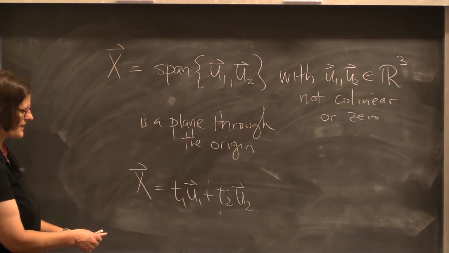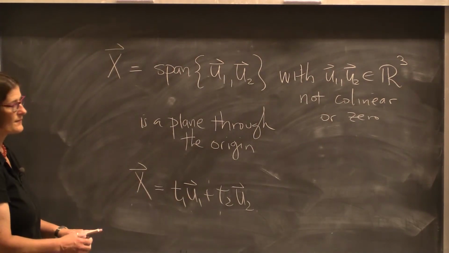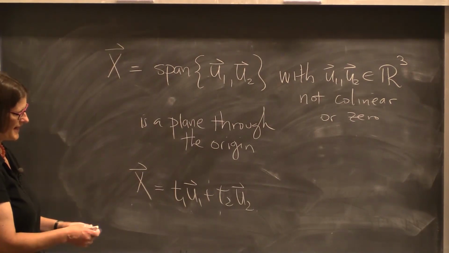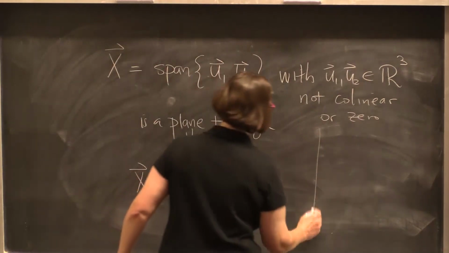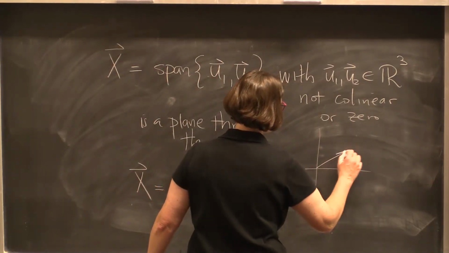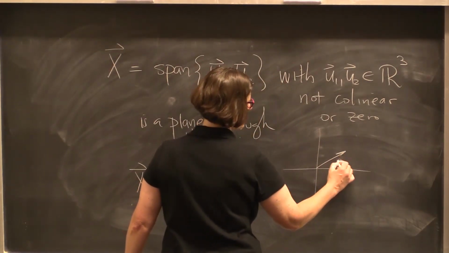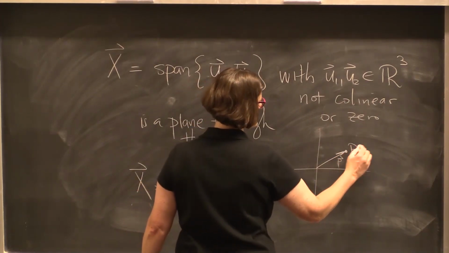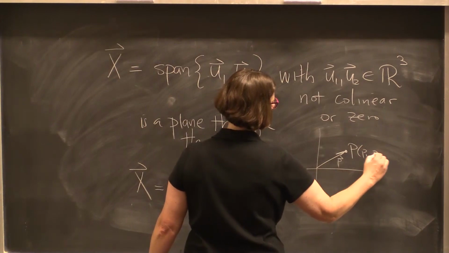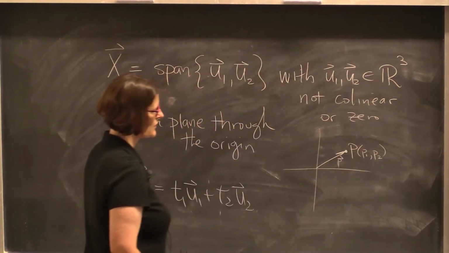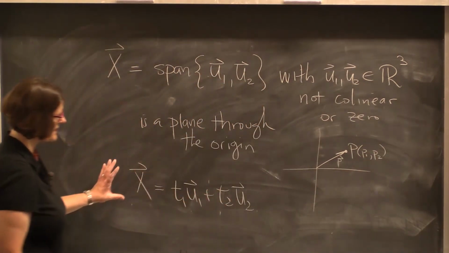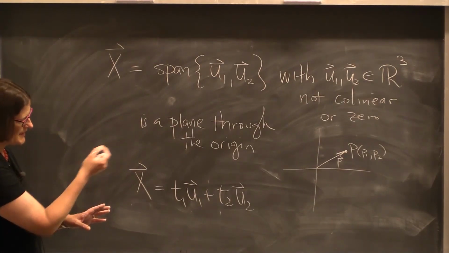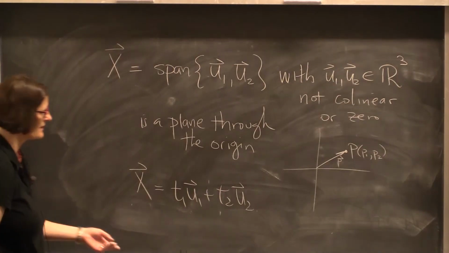When I start talking about its being a plane, I'm considering those vectors to be the position vectors. So if I have a particular vector, that's the vector p, with components p1, p2. So you can think of the vectors as being the position vectors, the points at their tips. Each of those points lies in a plane.